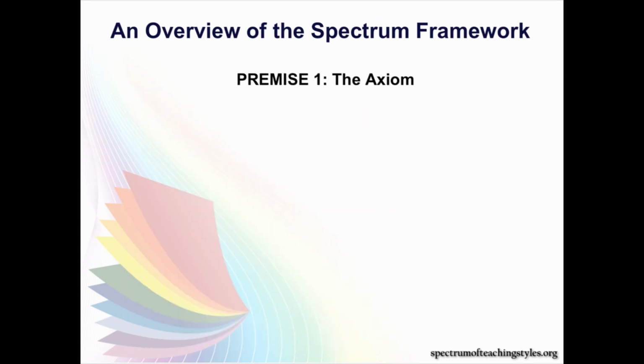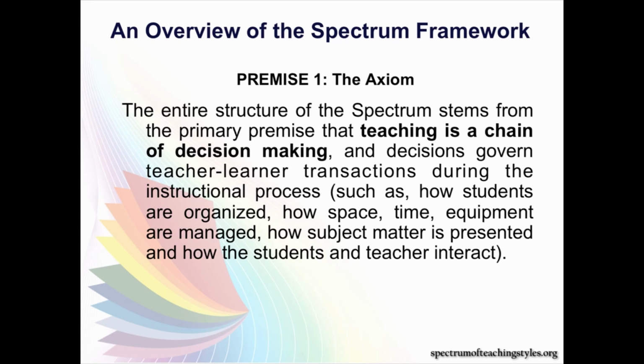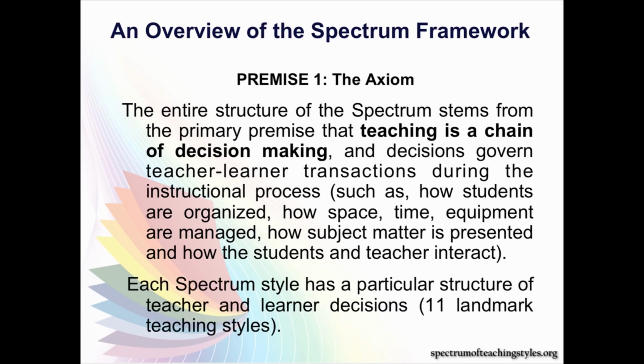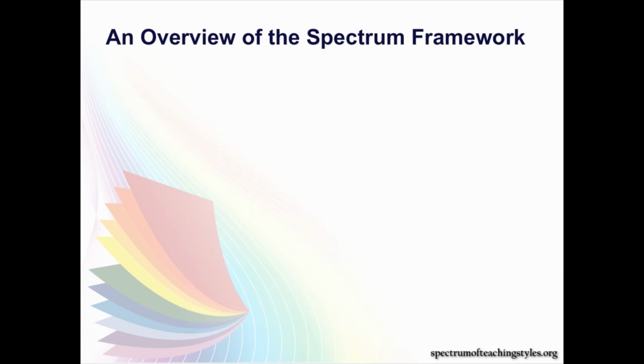Premise 1, the axiom. The entire structure of the spectrum stems from the primary premise that teaching is a chain of decision-making, and decisions govern teaching-learning transactions during the instructional process, such as how students are organized, how space, time, and equipment are managed, how subject matter is presented, and how the student and teacher interact. Each spectrum style has a particular structure of teaching and learning decision-making that unifies the 11 landmark teaching styles.